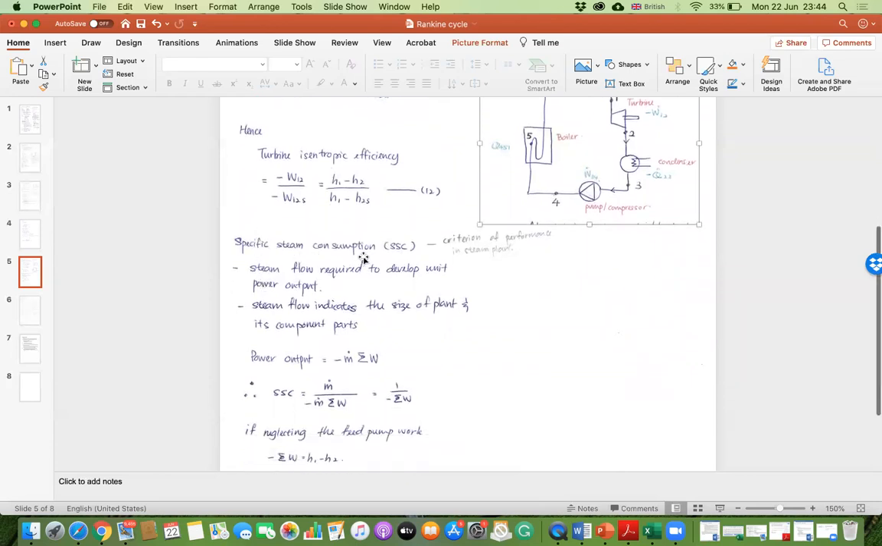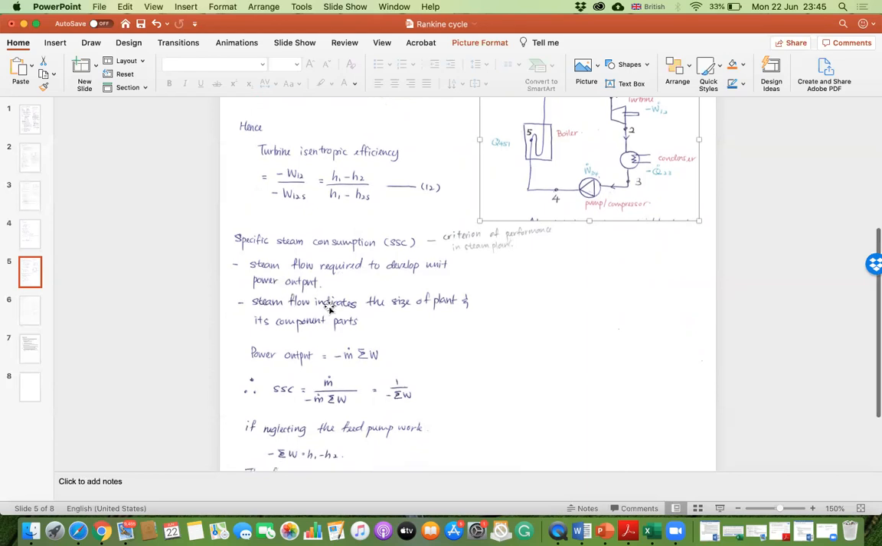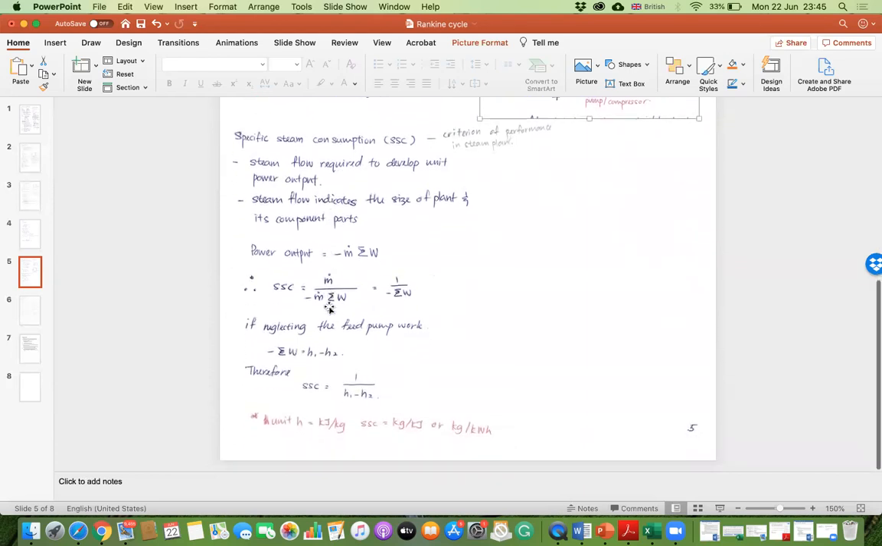The specific steam consumption, this is important. This is one of the criteria of performance in a steam plant. It is the steam flow required to develop unit power output. Steam flow indicates the size of the plant. So how to find the specific steam consumption? You can refer to this equation.